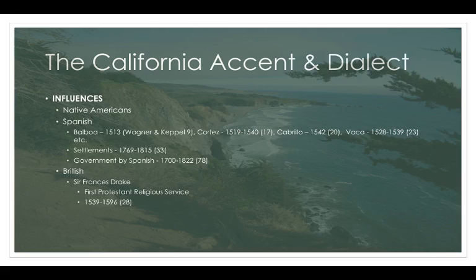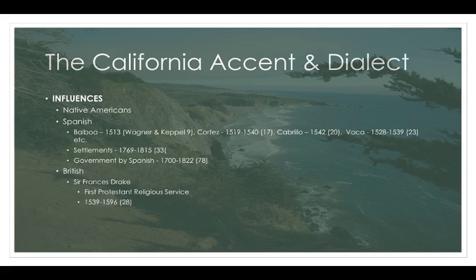So now we're going to start with the California accent and dialect. As you could see, the influences: a lot of you know that America was originally inhabited by Native Americans, and this is also, we'll get into it later, very similar to Texas, in that Native Americans were the first ones there.